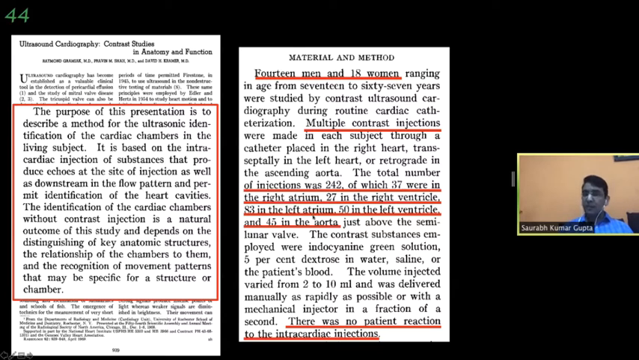Now, they didn't stop there. They systematically analyzed the saline contrast echo in 14 men and 18 women. Multiple contrast injections were made in different chambers of the heart, and there were no patient reactions to intracardiac injection.